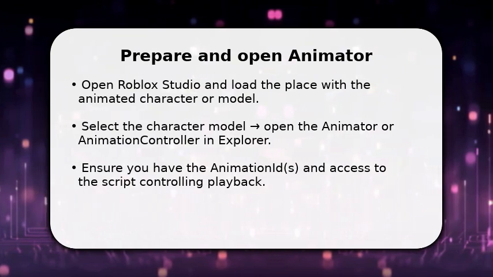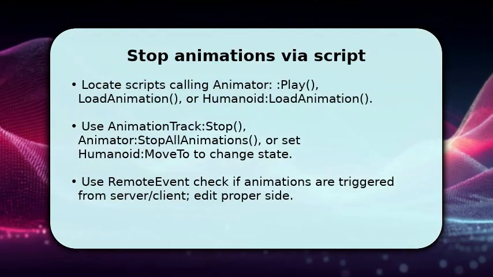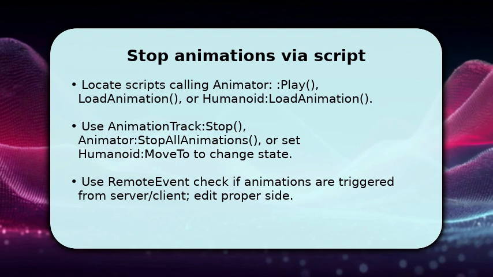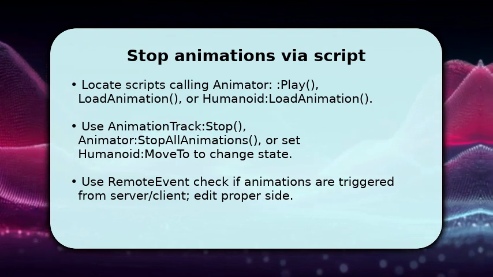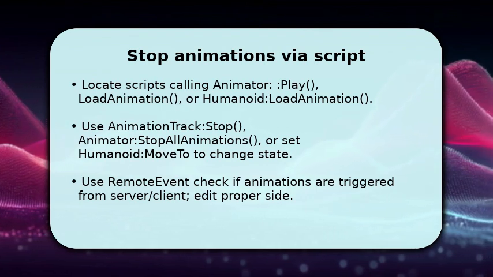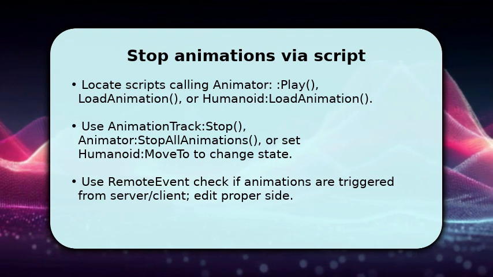Now you edit the script that started the animation. Find calls like play or LoadAnimation. Replace or add code to capture the animation track and call Stop on it, because stopping the track halts playback cleanly. Alternatively, call Animator:StopAllAnimations if multiple tracks run, but use it carefully since it affects everything.